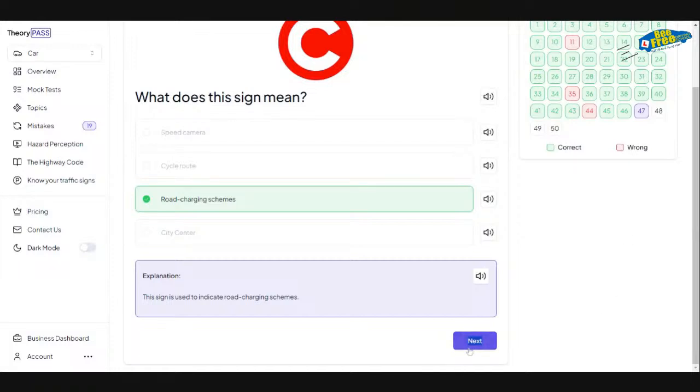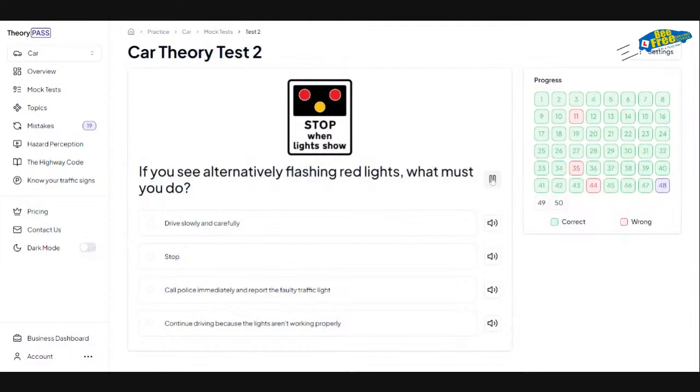Okay. Let's move on to the next question. If you see alternatively flashing red lights, what must you do? Drive slowly and carefully. Stop. Call police immediately and report the faulty traffic light. Continue driving, because the lights aren't working properly. Okay, so you're seeing these red lights. Remember what I said? Red lights are going to flash from left to right, which is a no. If you imagine your head going from left to right, which means stop. That's what it means.